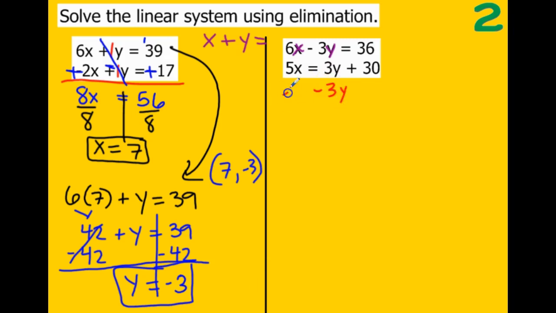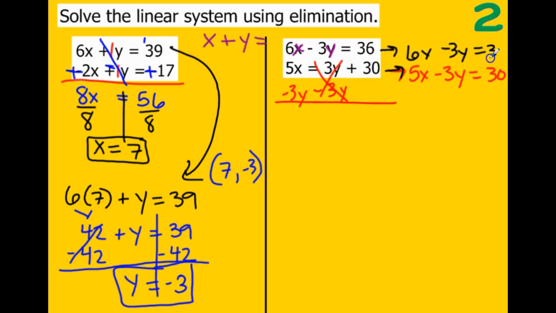3y. And I'm just going to rewrite that equation over here. So these are going to be gone. We'll have our x's first, 5x, and then minus 3y, 5x minus 3y, equal to now 30. And this equation didn't change, so I'm just going to rewrite it. 6x minus 3y equals 36. So those are my two equations I can use now.